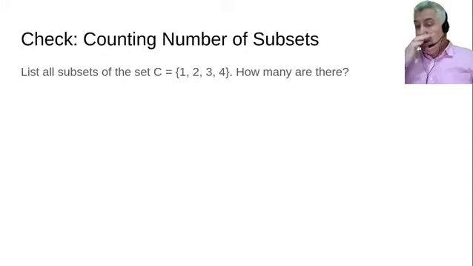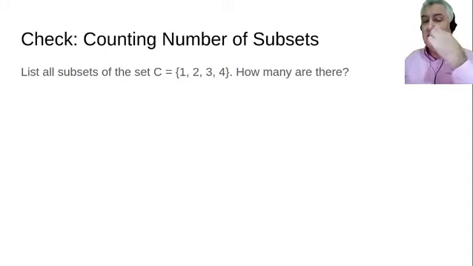So I'm going to ask you to count the number of subsets. So first thing we're going to do is you're going to list all the subsets of the set C, 1, 2, 3, and 4. So remember, 0 elements, 1 element, 2 elements, 3 elements, and 4 elements. I know that my fingers don't match up with the numbers that I'm saying. So list those out right now.